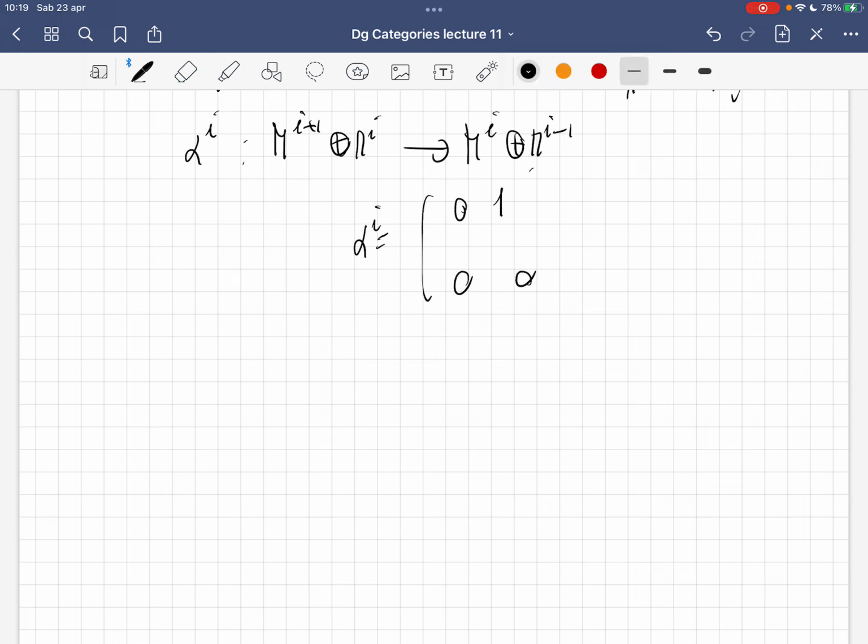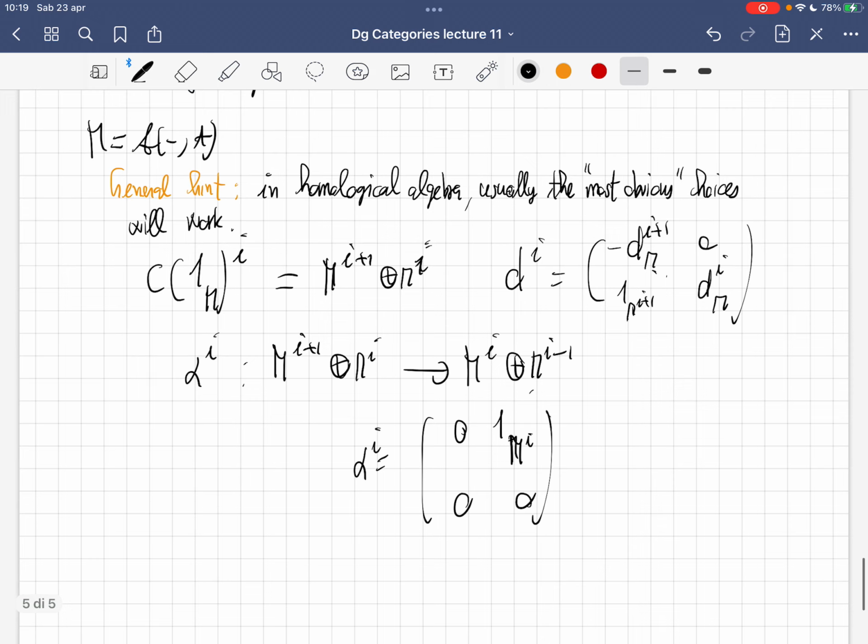So 0, 0, 0, the identity. Okay, and then this was the obvious choice. And then you have to check everything, so that with this definition you actually get a degree minus 1 morphism of G modules. You have to check compatibilities. I have to check that it's a morphism of G modules.